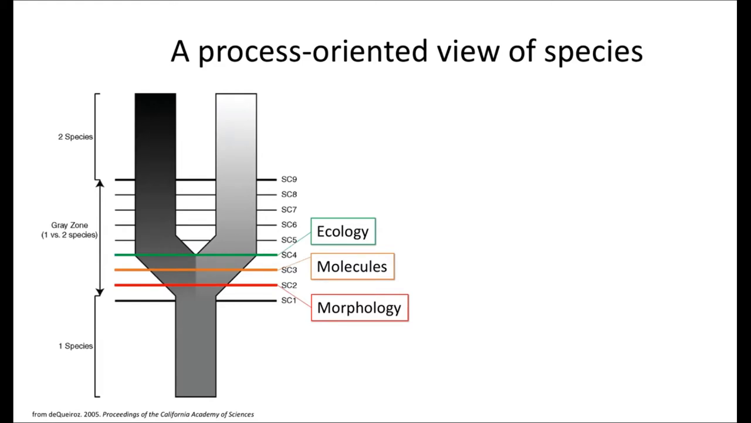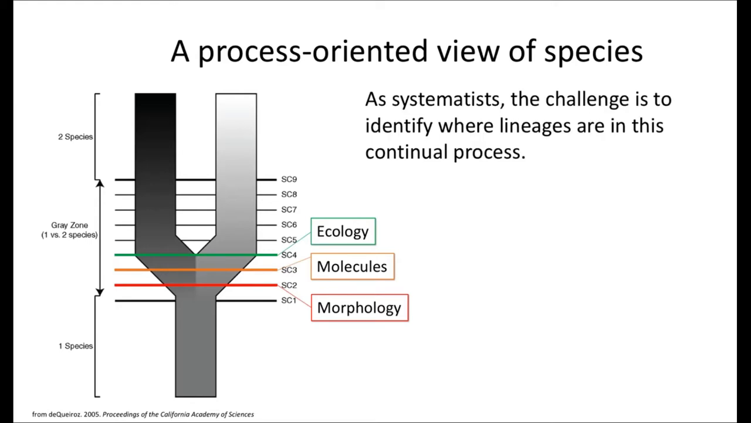But as more and more time goes by, more and more of these criteria are accumulated, and the populations begin to become more and more distinct from one another, until at some point in time, they're so distinct from one another. So it really depends on when we come and observe these populations during this continual process, whether or not we're going to be able to distinguish species. And this is really the crux, or the challenge, in this part of systematics: trying to identify where or when in this process a lineage is.